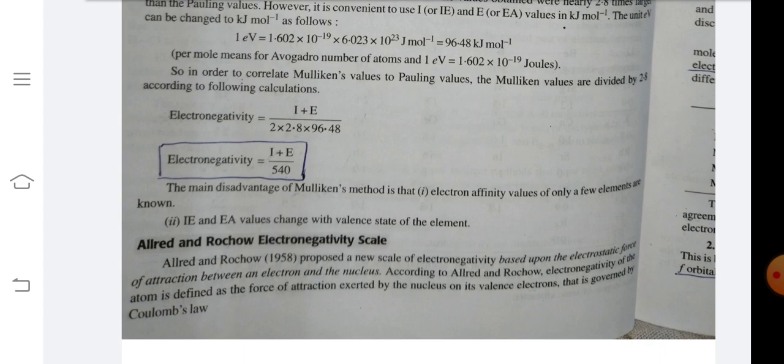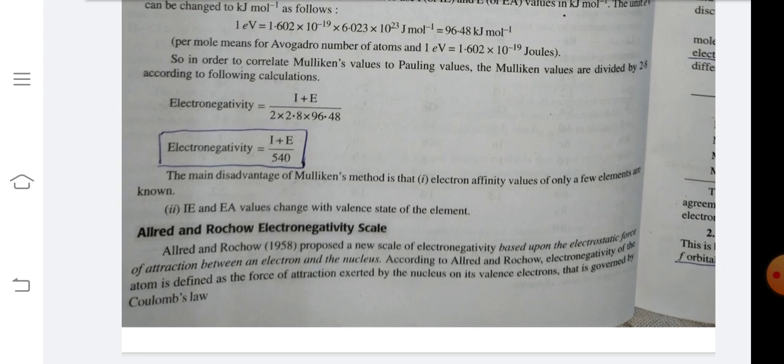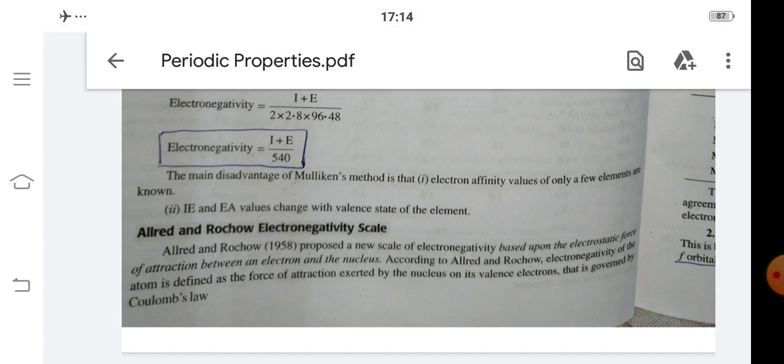The main disadvantages of Millikan's method are, number 1, electron affinity values of only a few elements are known. Number 2, electron affinities and ionization energy values change with the valence state of the electron.